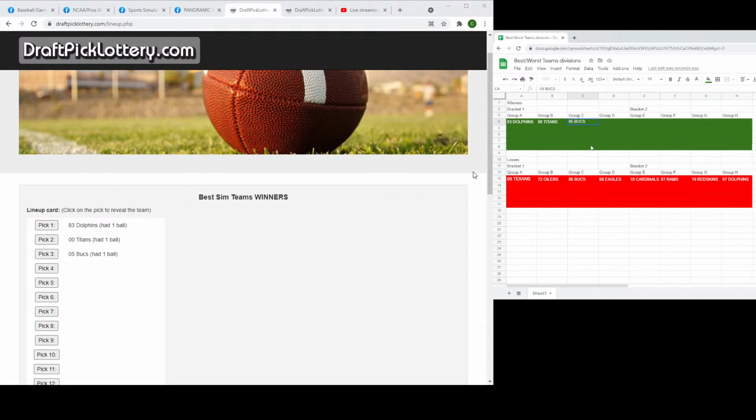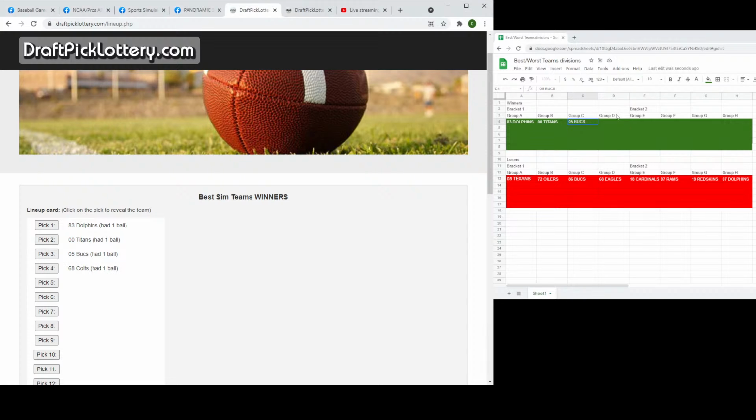Just like, wow, look at this. I want you to look at this. Look at Group B and C. The Titans, Oilers, same franchise. The Bucks and Bucks, same franchise. That's incredible. Of course, the Dolphins and the Texans aren't. So for the winners, you have this so far.